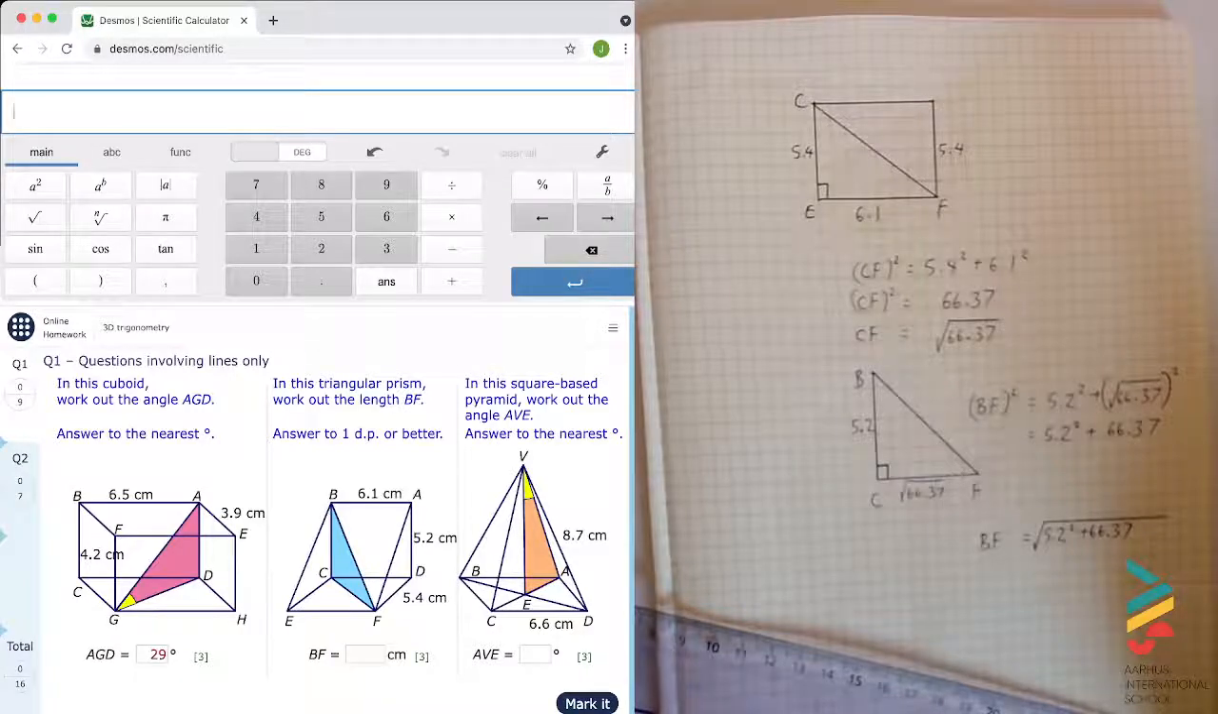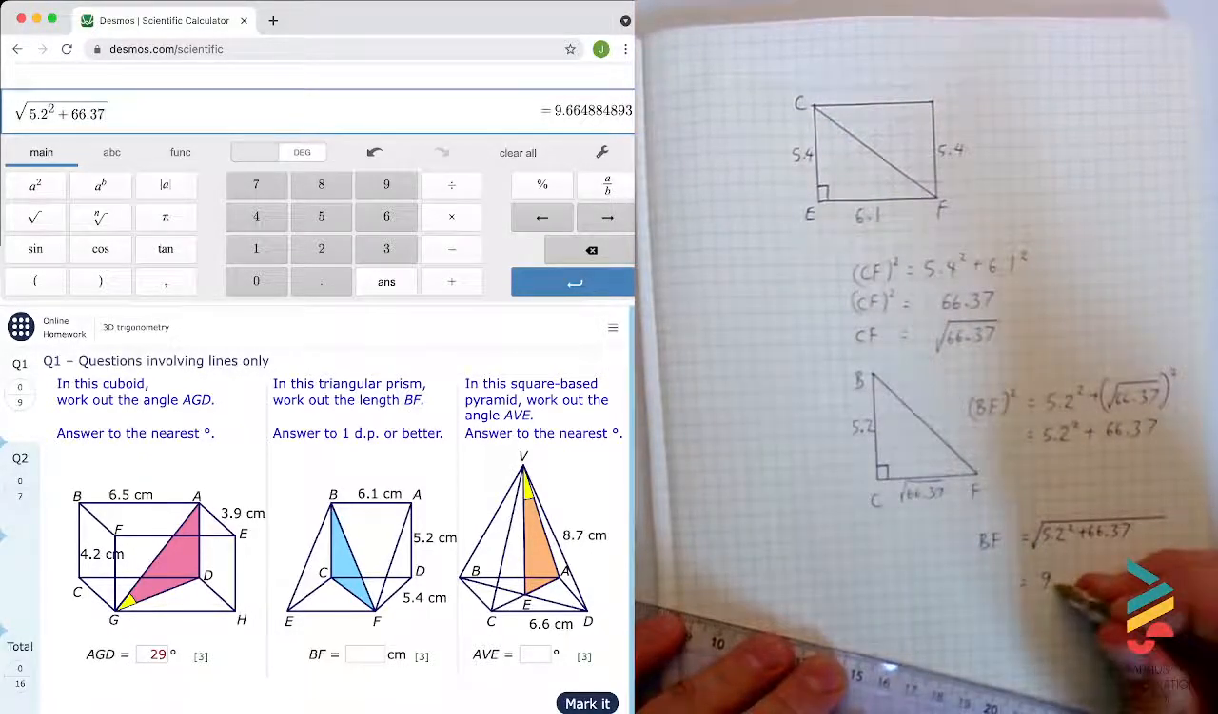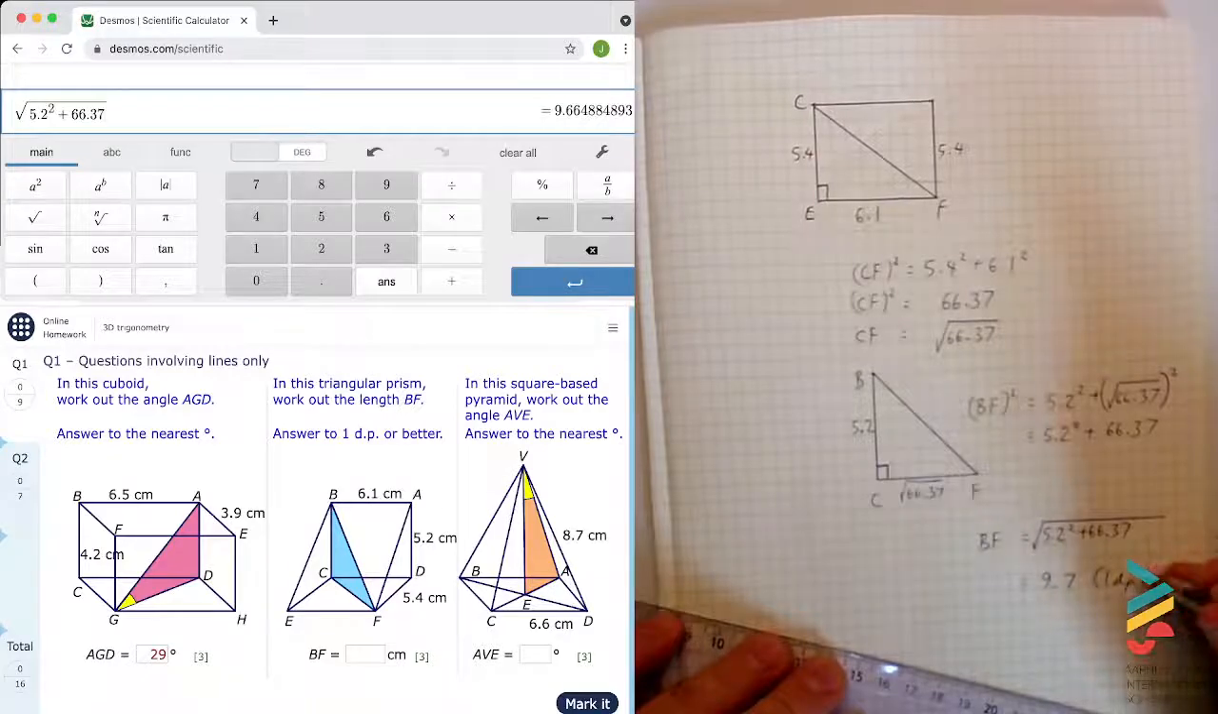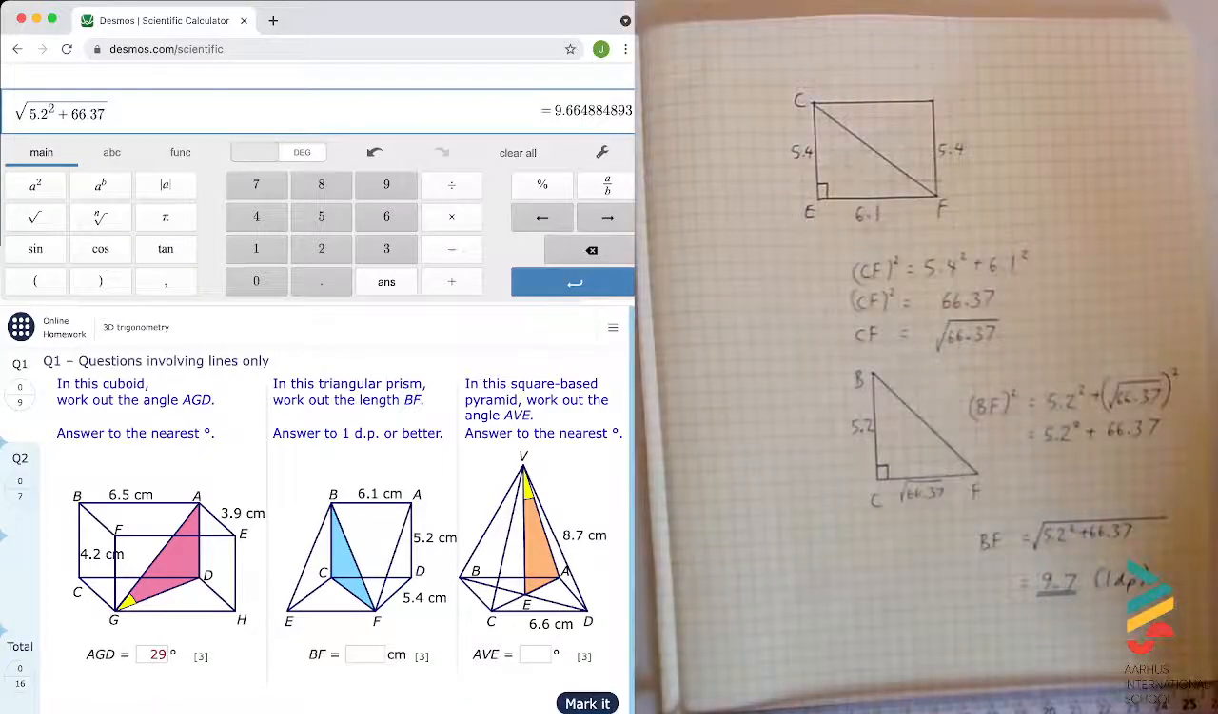So I want the square root of 5.2 squared plus 66.37. And that gives me 9.664. It says give your answer to 1 decimal place or better. So to 1 decimal place, that's 9.7. Let's put that in the answer box. 9.7.